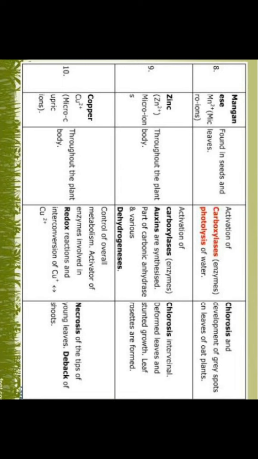Next, students, another one, boron. It is absorbed as BO3 3- or B4O7 2-. Boron is required for uptake and utilization of Ca2+, membrane functioning, pollen germination, and another important one is cell elongation, cell differentiation, and carbohydrate translocation also.